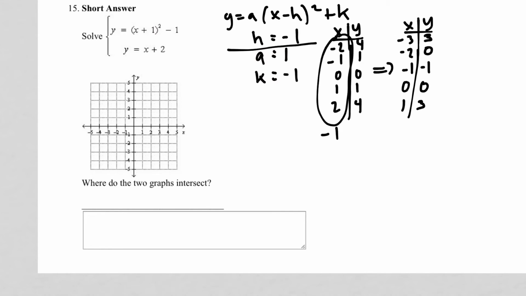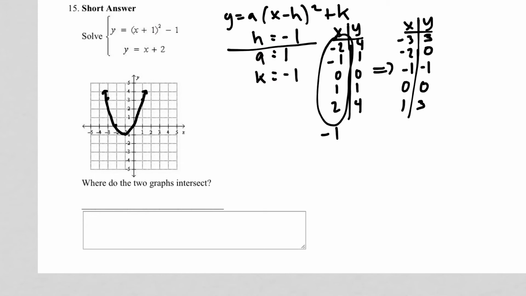Okay, negative 3, positive 3 is right there. Negative 2, 0 is right here. Negative 1, negative 1 is right here. And 0, 0 is right here. And 1, 3 is right here. There's your parabola. It crosses through those points. Okay. Now let's graph the second part.